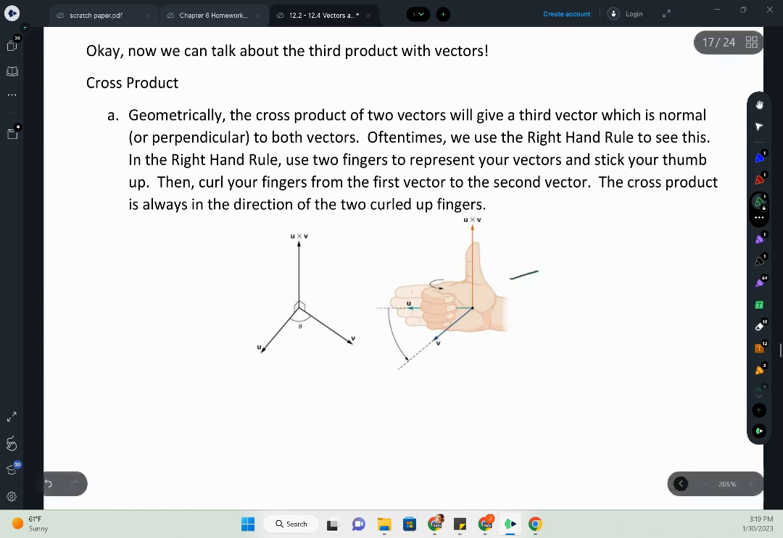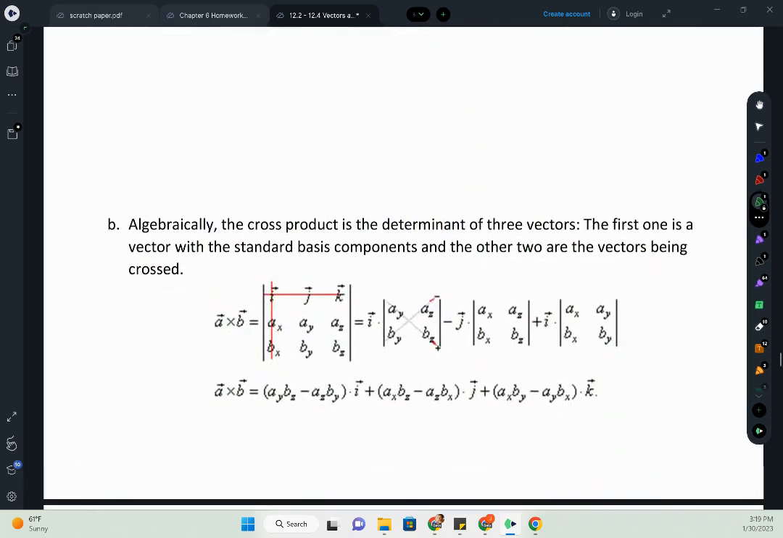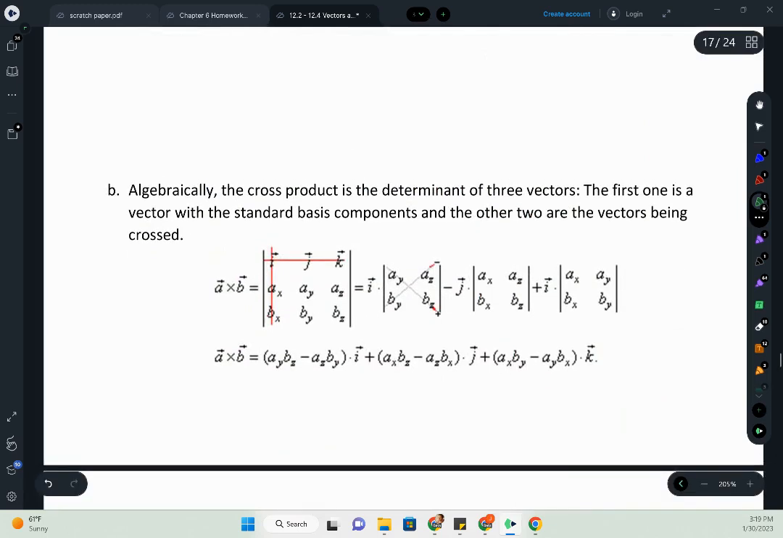Fortunately, I have a nice picture here. This is showing the right-hand rule for determining the direction of the result of a cross product. All right, so that's geometrically. Now, algebraically, the way that we calculate this is a cross product, which is a determinant, which is what we just did. However, there are two things here.